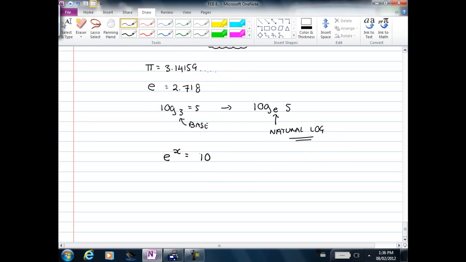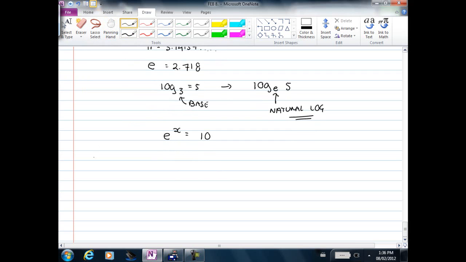Normally, we would log both sides and find x. But here's how it works. If you see E, there's a special way to get rid of E. Log has a sister. You guys didn't know that. Her name is Ln. L-N. Log and Ln are brothers and sisters. They go hand in hand.